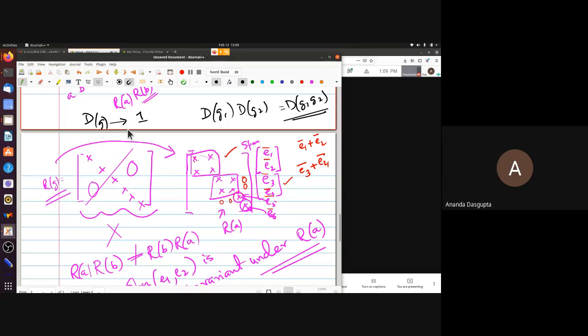If dg is always 1 for all the g's, then dg1 dg2 equals dg1 g2. It's trivially correct because 1 times 1 is always 1. Okay. Remember, being a representation doesn't mean each of the DGs have to be different from each other. It just means that for every G, you need a matrix, and the matrices have to obey this particular multiplication rule. That's it.